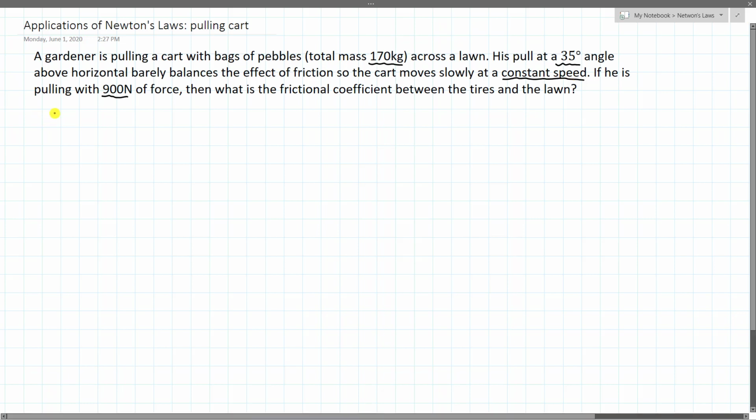So let's write down what we have. We have a force from the gardener. Let's use a pull, because I don't want to use a lower g; that sounds like a gravitational force. So this force is 900 newtons, and the angle is 35 degrees above the horizontal. And we have a mass of 170 kilograms and an acceleration equal to 0. This is constant speed, so the acceleration is 0.